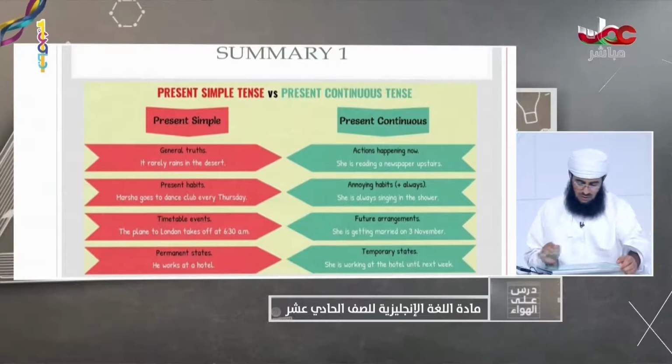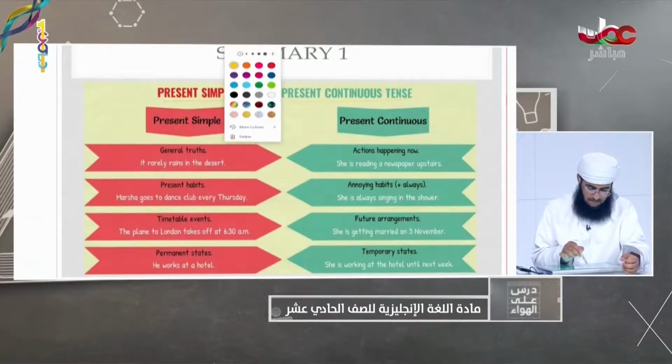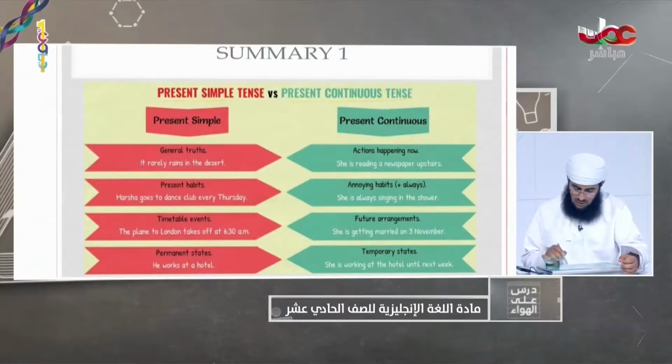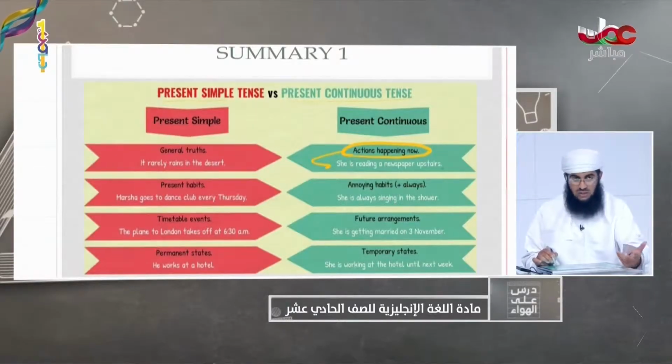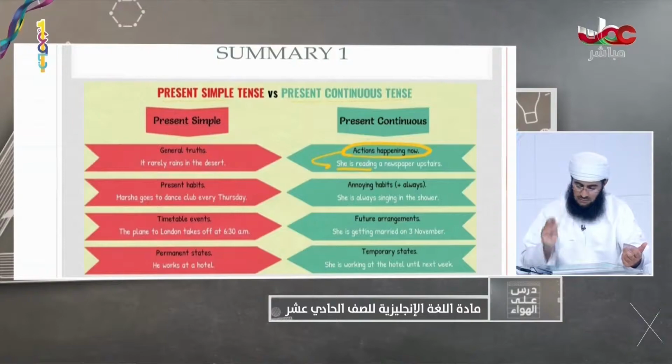Okay, so just to summarize, we have the present simple and the present continuous tense. This is an action that's happening right now, as we mentioned before, and this is an example. She is reading a newspaper upstairs. Where is she? She is upstairs. What is she doing? She is reading. So this is an action happening now.